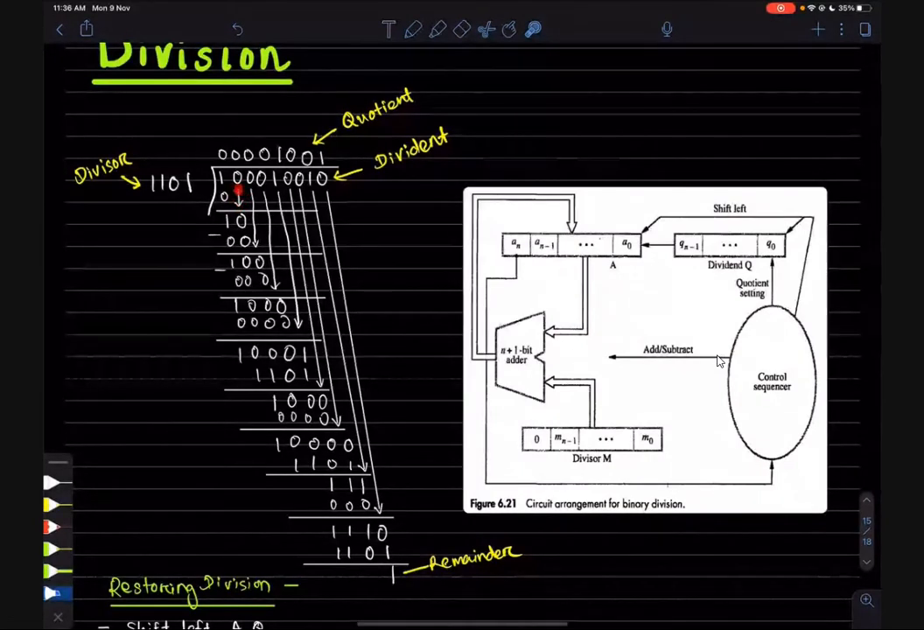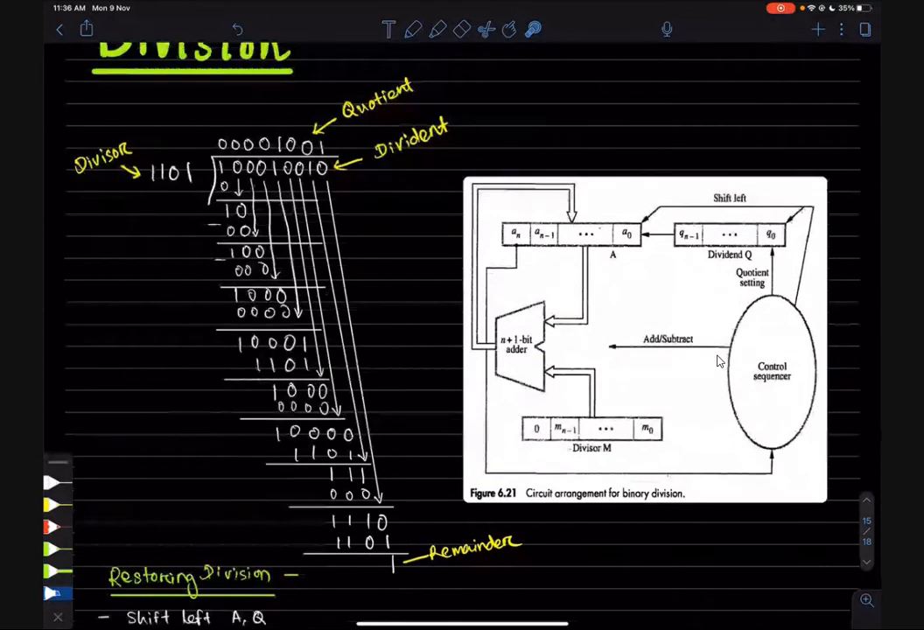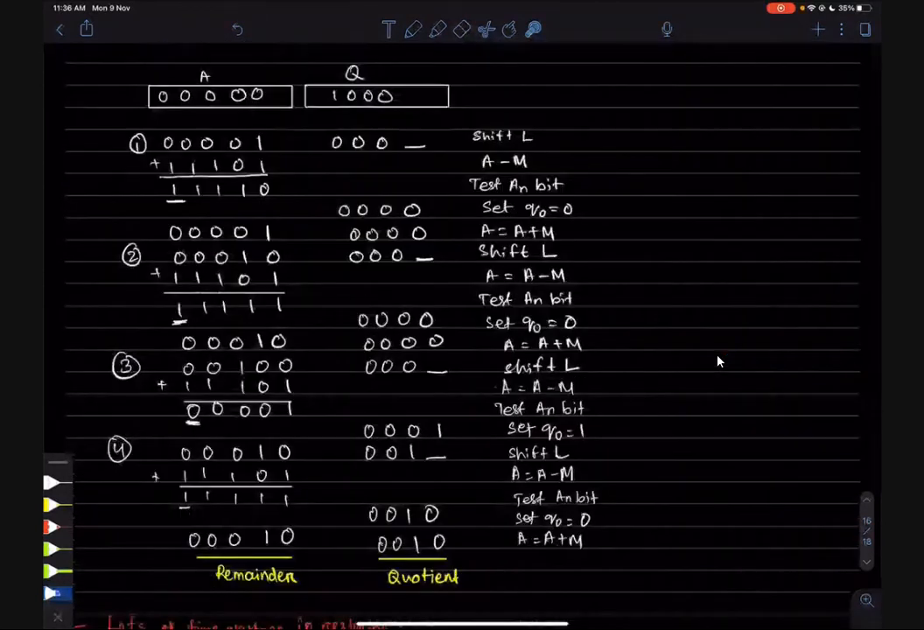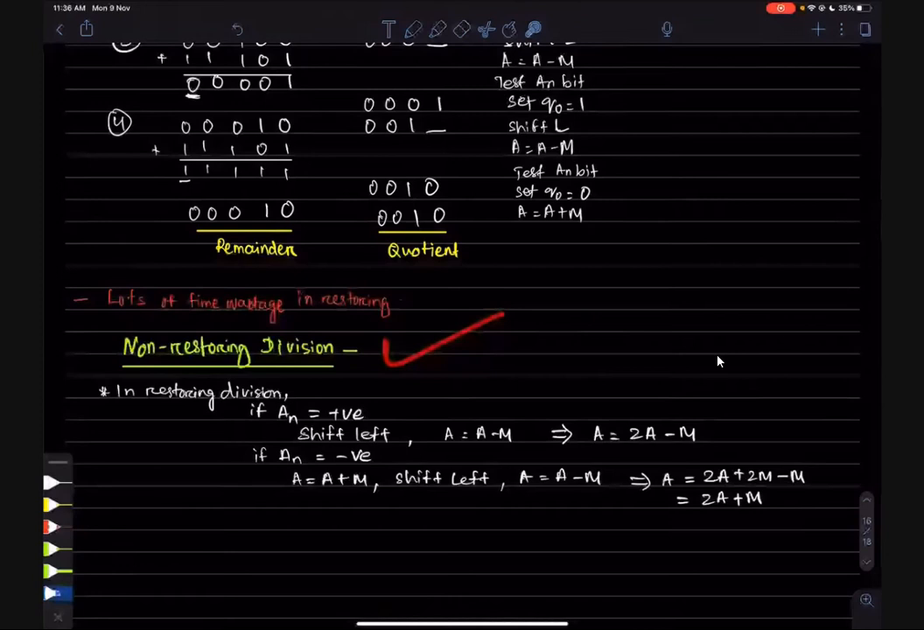Whenever we get one bit from the dividend, it will be placed on the right side of the result. That means what? It is a left shift. Here we are doing a left shift, and then we are doing the minus operation. Okay, so there are two kinds of division. One is restoring division, another one is non-restoring division.